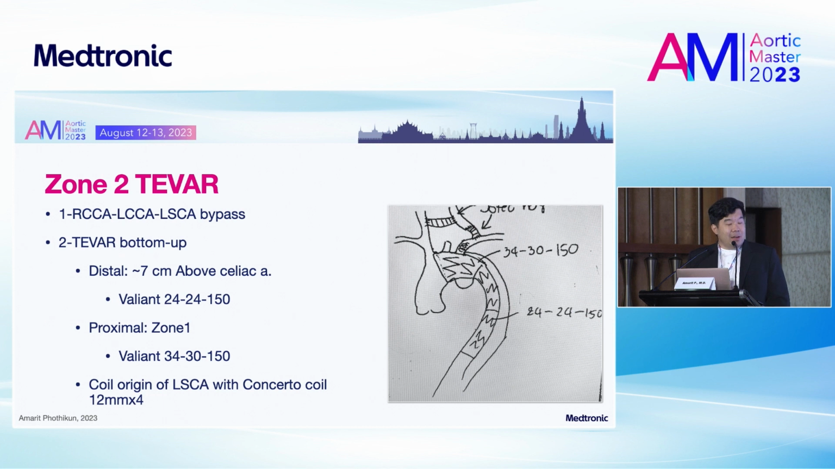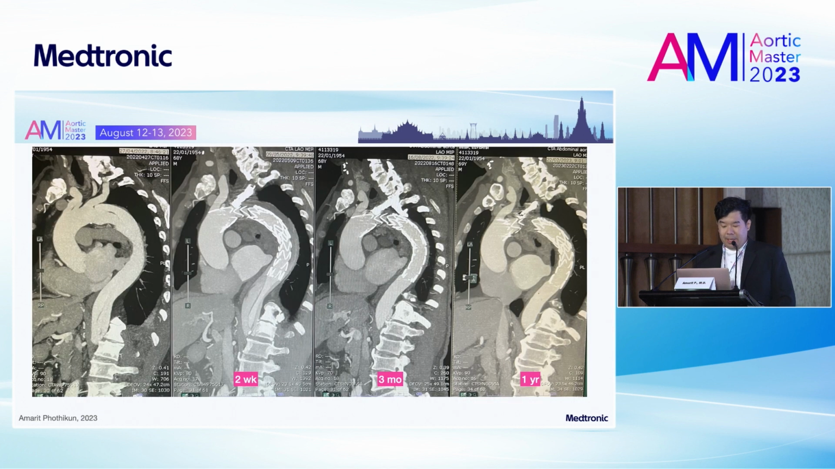For this case, the proximal landing zone is also proper. This case underwent right carotid, left carotid, and left subclavian bypass, as seen in the schematic on the screen. And we did the TEVAR by the bottom-up technique because of the dissection and the distal landing zone is very small. So we use the bottom-up technique.